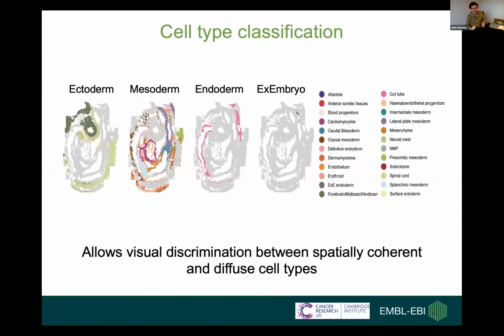And so we can then visualize this, of course, in space. So this is now one embryo, and I've separated it by germ layer. And what you can see is that each cell is now colored by the cell type to which it's assigned.